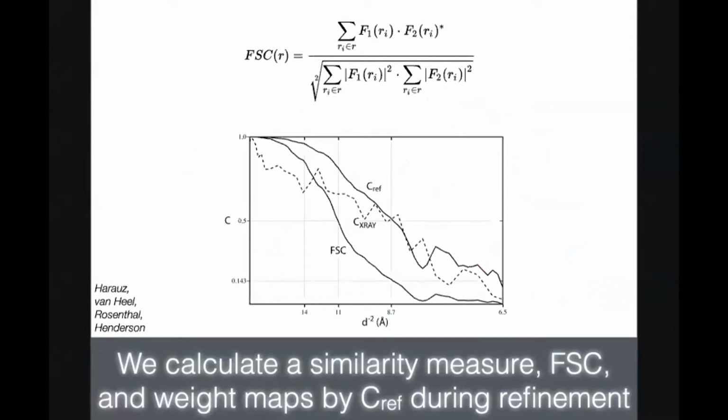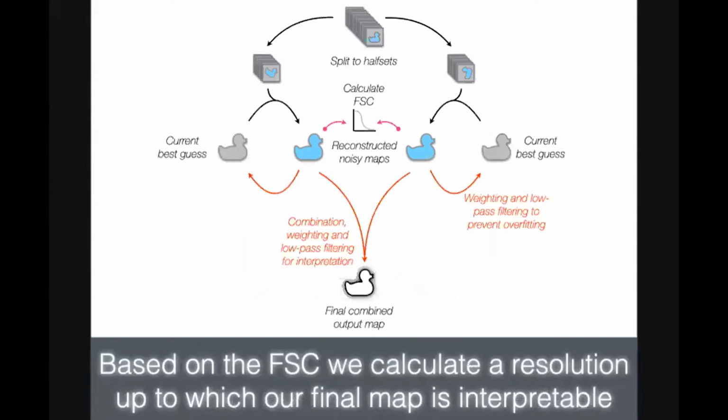And then they weight them according to CREF, which is effectively the FSC that would be generated if it was against a perfect noiseless volume. This was work from Rosenthal and Henderson, and that's derived from the FSC. So what we do is split half sets, make a series of reconstructions, iteratively calculate the FSC, and then eventually we combine these and weight and low pass filter for interpretation, because the noise in the images increases with increasing resolution. So the highest resolution that we are able to work with will be the point at which the noise overcomes the signal.